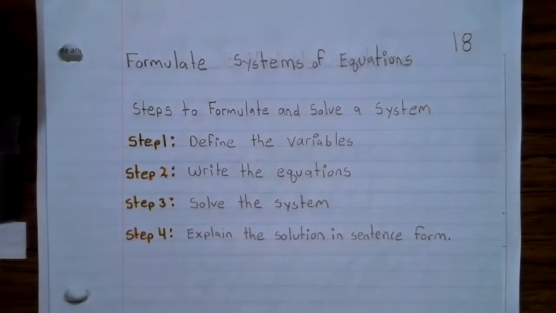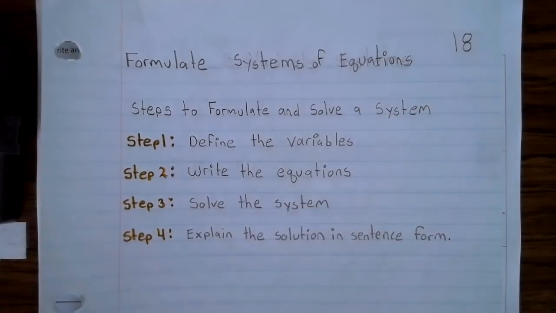Steps to formulate and solve a system. Step 1, define the variables. Step 2, write the equations. Step 3, solve the system. Step 4, explain the solution in sentence form. All right, if you would, update your notes. All right, now your notes are updated.